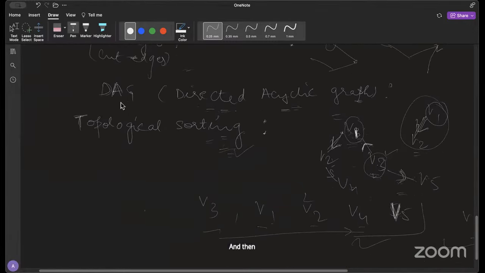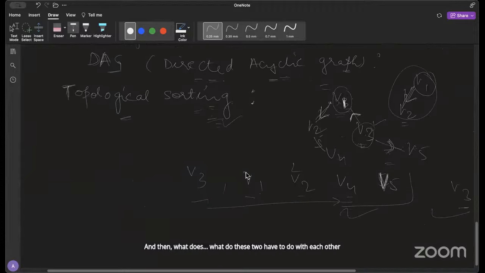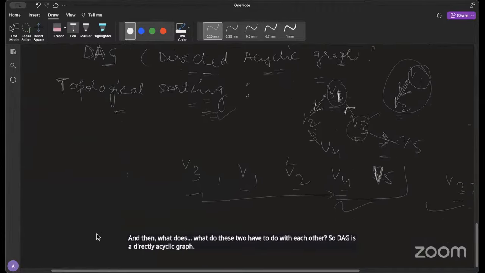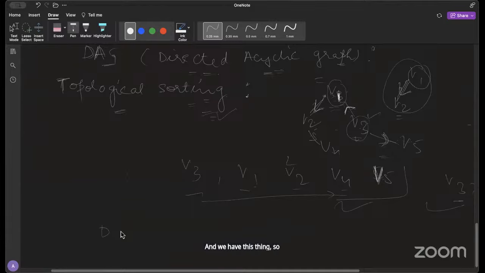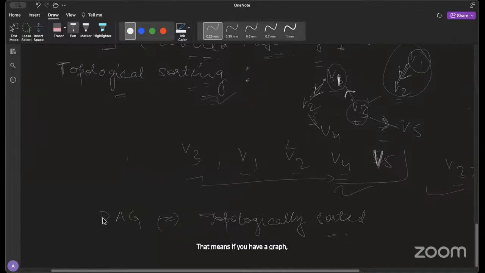And then what do these two have to do with each other? DAG is a directed acyclic graph. If your graph is a DAG, then only it can be topologically sorted. Else you can't topologically sort it. What does the last line mean? If you have a graph and you can sort it topologically, then it should be a DAG. And if it's a DAG, then it can be sorted topologically. That's all. It goes both ways.